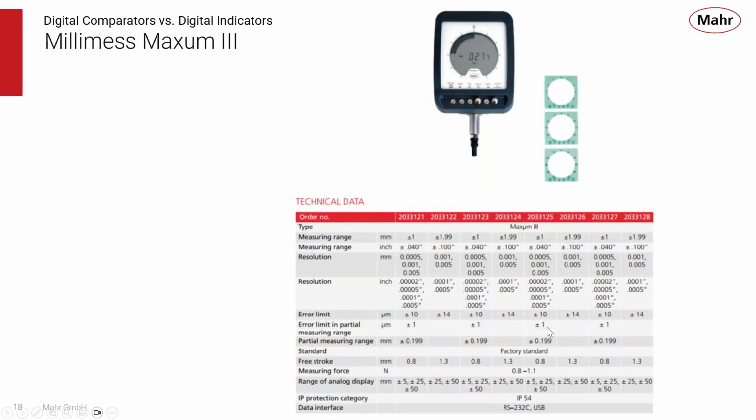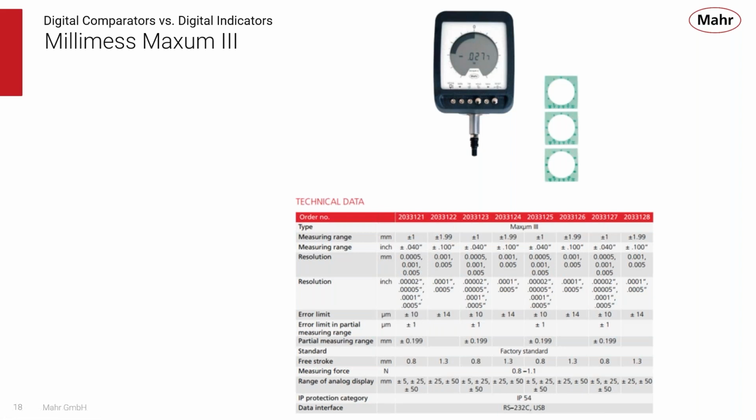Next up in our offerings, we have the MillimS Maxim 3. Again, these are going to have shorter measuring ranges, but a little bit bigger, where you can see here, we can either have them in plus or minus 1 millimeter or plus or minus 1.99 millimeters. But as you can see, when you get to that, you see a resulting change in error. So when you have the longer range, plus or minus 2 millimeters, you have 14 microns of error. When you get to the plus or minus 1, you have plus or minus 10 microns of error.